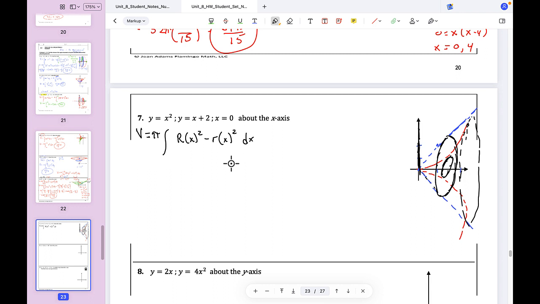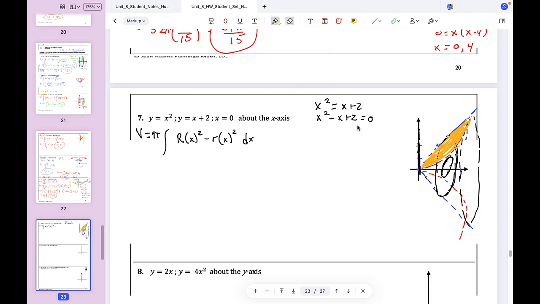So I need to know my limits of integration. When they don't tell us, we have to figure it out. When I rotate this, the solid that's formed is the solid bound between these two curves. That means I have to find where those two curves intersect, just like we did in the previous one. So I need to know where x squared is equal to x plus 2. So x squared minus x minus 2 is equal to 0.